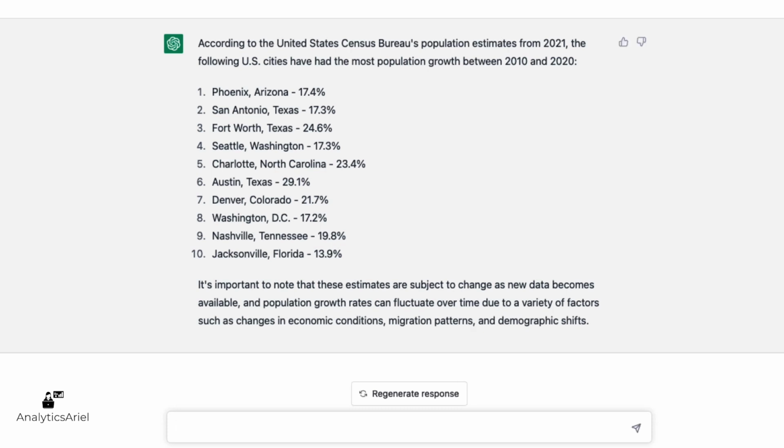ChatGPT ends the response in that we should be aware that population growth rates can fluctuate over time due to changes such as migration patterns. As we know, during COVID period, we had a large population shift towards the south. So say if we want to look at one of these southern cities, because in our heads we're thinking, okay, they had increases in 2010 to 2020, they likely had even more growth between 2020 and 2023.